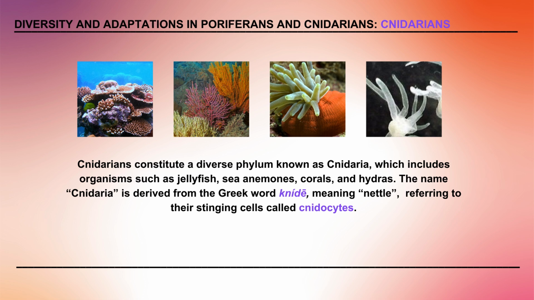Cnidarians constitute a diverse phylum known as Cnidaria, which includes fascinating organisms such as jellyfish, sea anemones, corals, and hydras. The name Cnidaria is derived from the Greek word cnide, meaning nettle. This term refers to their unique stinging cells known as the cnidocytes, which are used for capturing prey and defense.